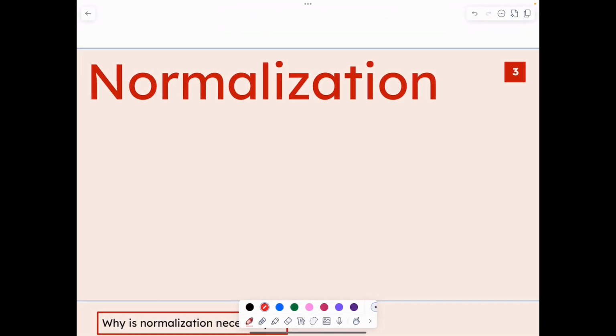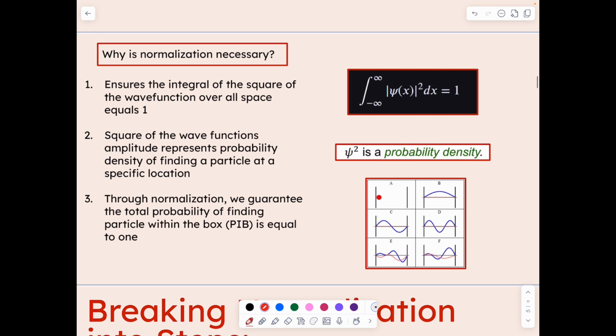Alrighty, so I'm going to cover normalization within the particle in the box. So why is normalization necessary? First, it ensures the integral of the square of the wave function over all space equals 1. So this is just what it's showing, which is going to come into play in part 2 here. The square of the wave function's amplitude represents the probability density of finding a particle at a specific location.